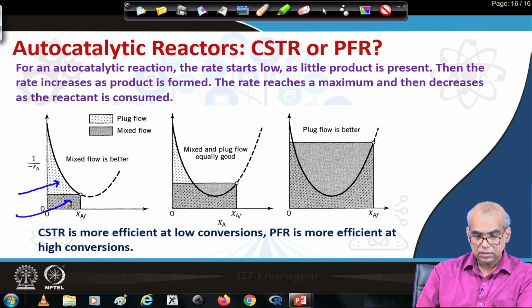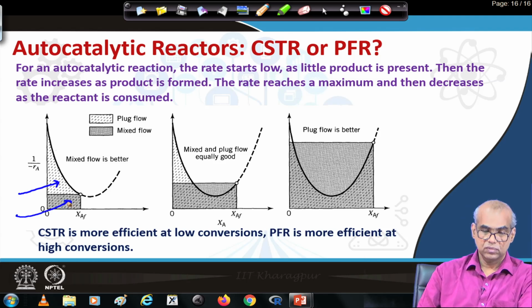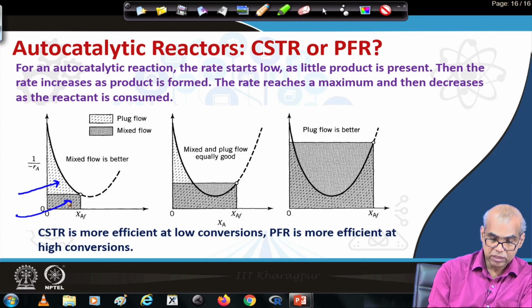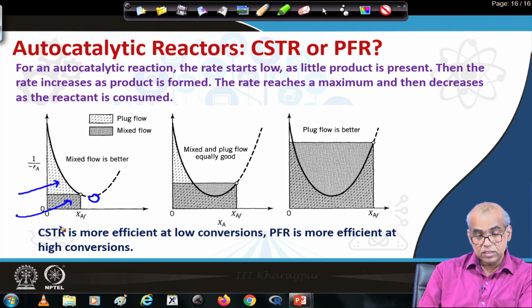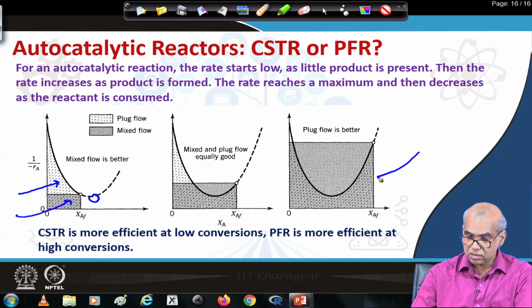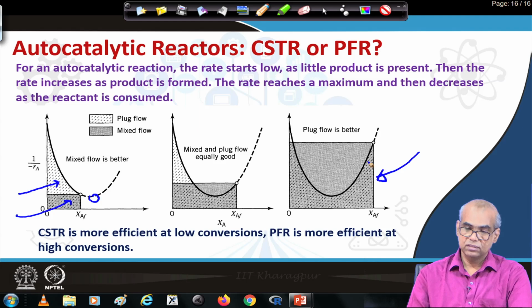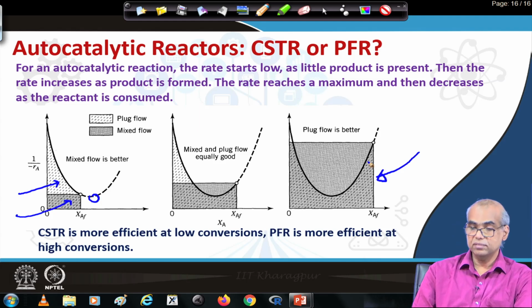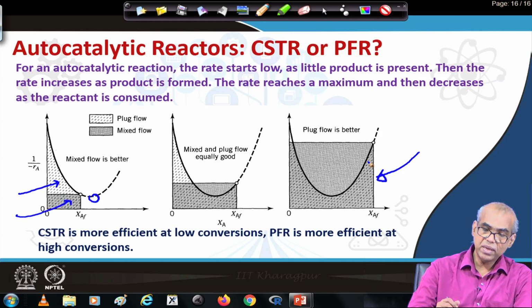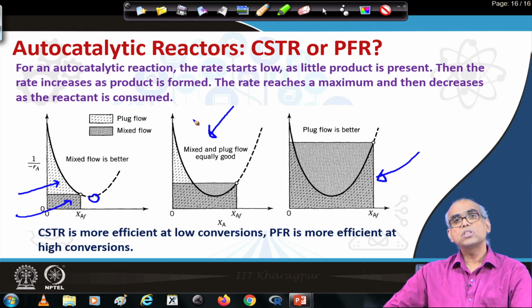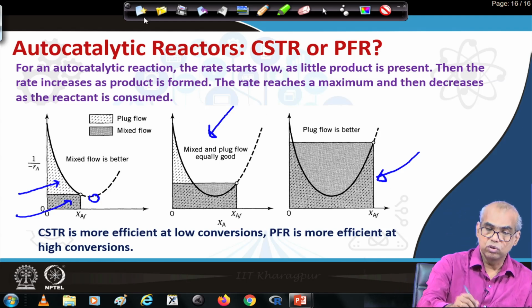Now, CSTR is more efficient at low conversions. Look at the rate curve, it passes through a maximum here. So, here we are talking about low conversion, it does not reach the maximum. If you consider the areas, you see that CSTR is more efficient at low conversion. Now, this is a scenario at much higher conversion. The area under the rate curve is smaller than the entire shaded area. So, PFR is more efficient at higher conversions, but maybe at intermediate conversions both CSTR and plug flow reactor may be equally good.